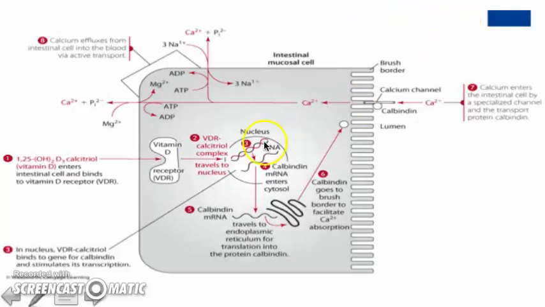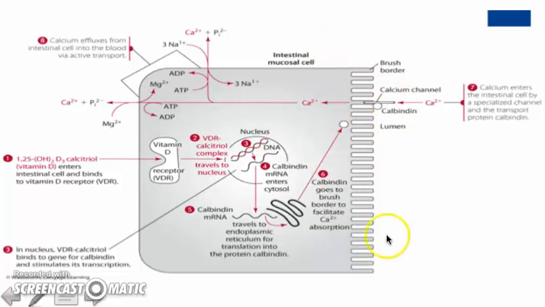We see in this diagram more detail on the nucleus of the enterocyte. We see the DNA strand, and the vitamin D receptor calcitriol complex is going to promote an increase in transcription and an increase in protein synthesis, allowing for enhanced ability to absorb calcium.